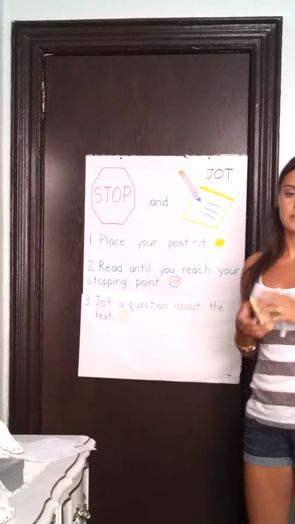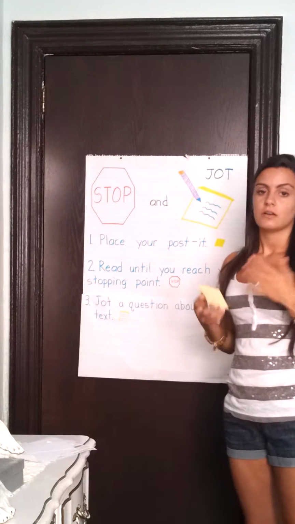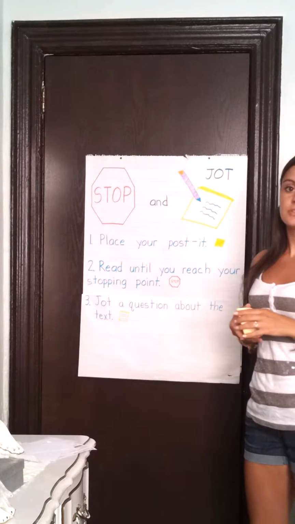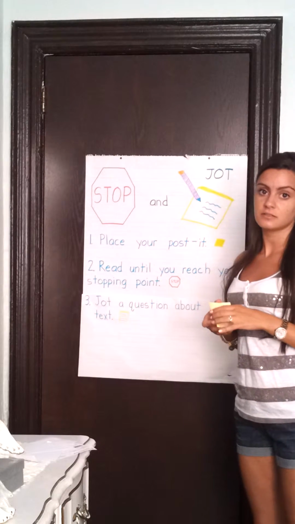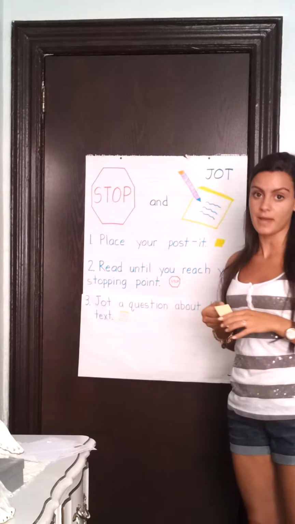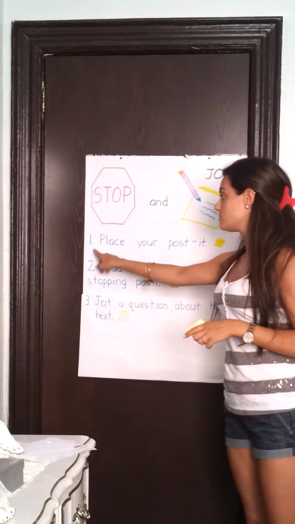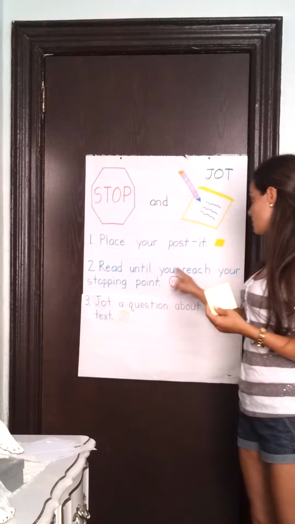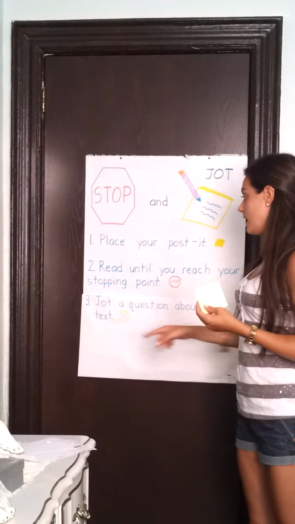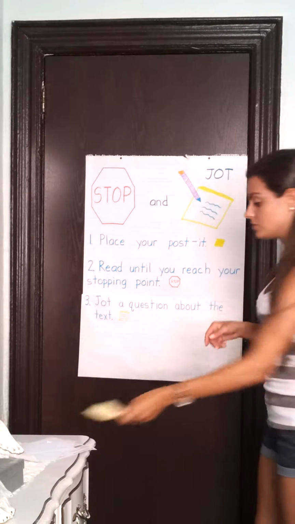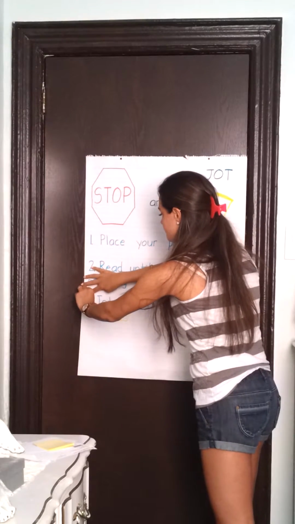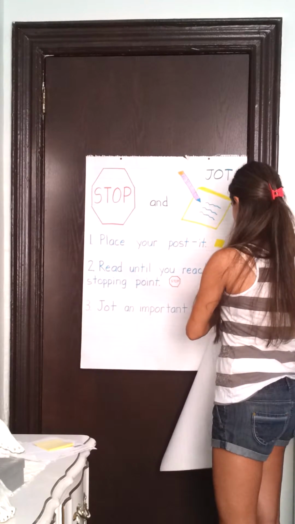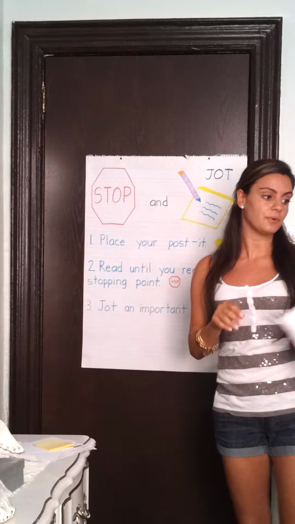After we have discussed what they think Independence Day is, I will tell them that the stop and jot method will work in a nonfiction text because it will help us gather important facts about what we are learning about. So the first thing we'll do is place your post-it, which we've been learning how to do. Second, read until you reach your stopping point. And third, instead of jotting down a question, we are going to jot an important fact on our post-it.